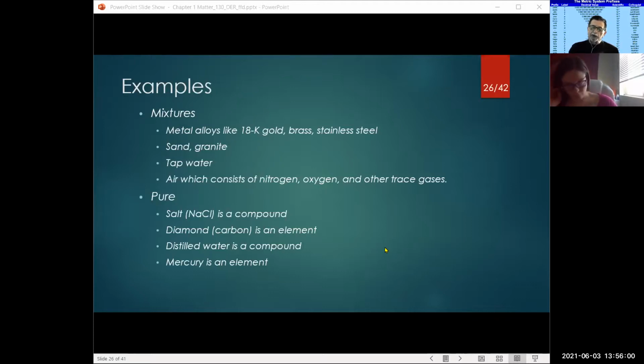Very rare do you get one that's 100% carbon and pure, but if you do, that's a pure material. Distilled water is an example of something that's pure. Distilled meaning that you take water and you boil it, and you have a special unit that you condense it, and then collect the water vapor, recondense and collect the new liquid.